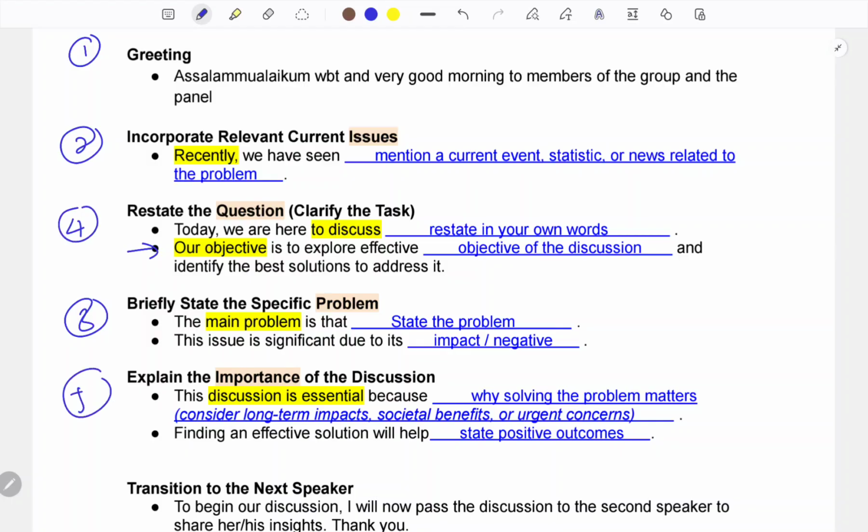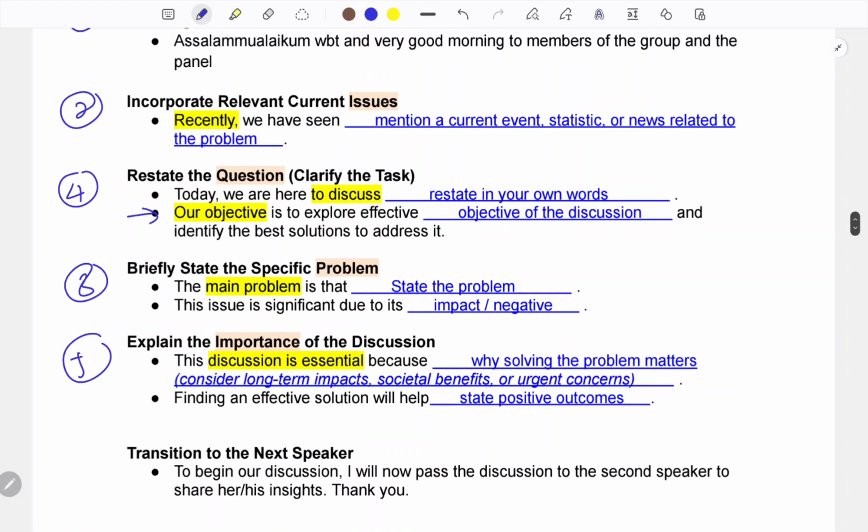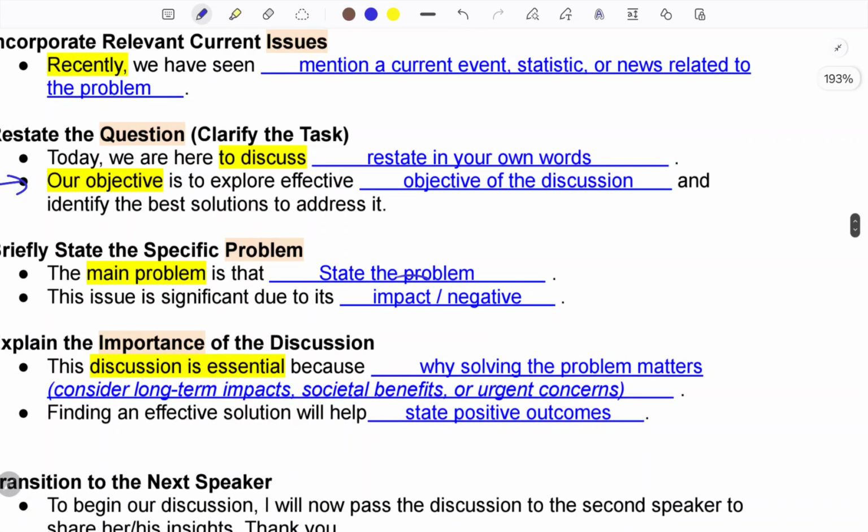And then the fifth, I'm going to provide the importance of our discussion. Like, why our discussion is important. We do discussion, but we need to know the importance of our discussion. Why it is important for us to discuss how to prevent children from playing too much game online. What is the importance?